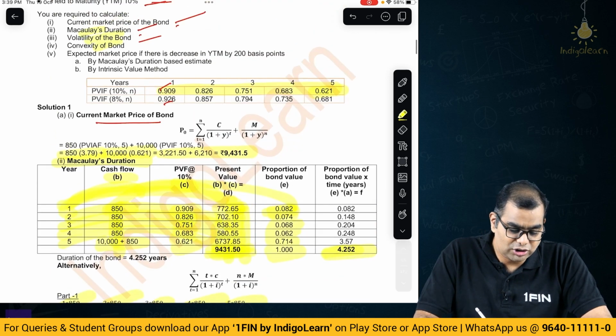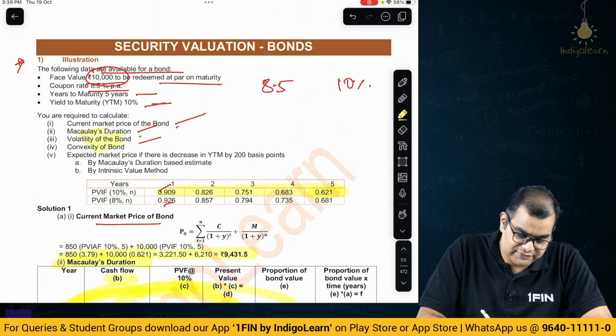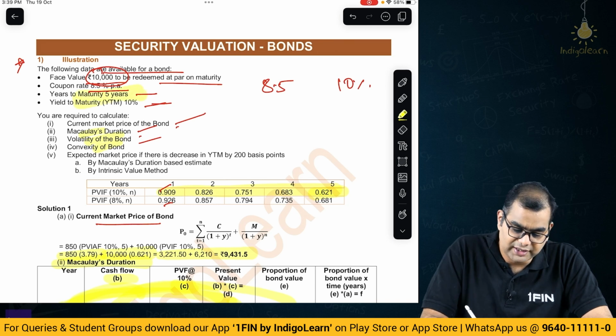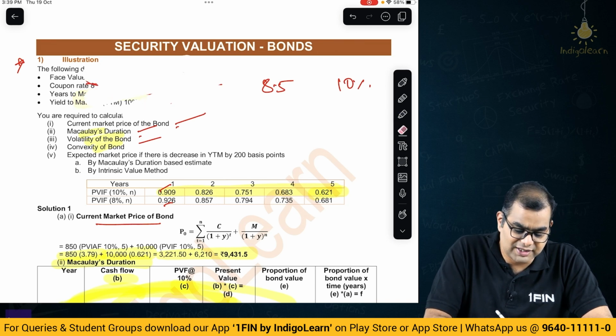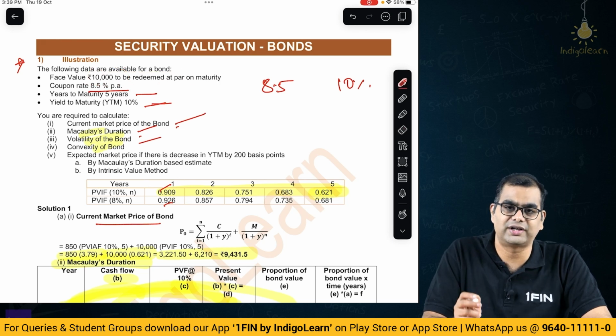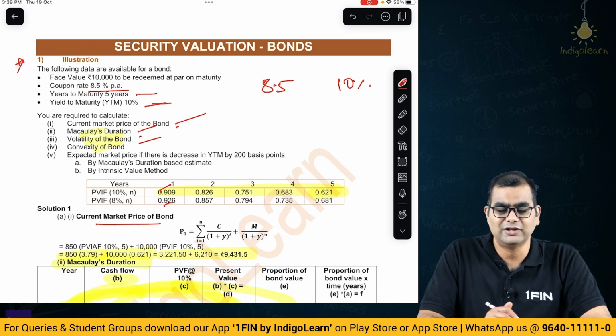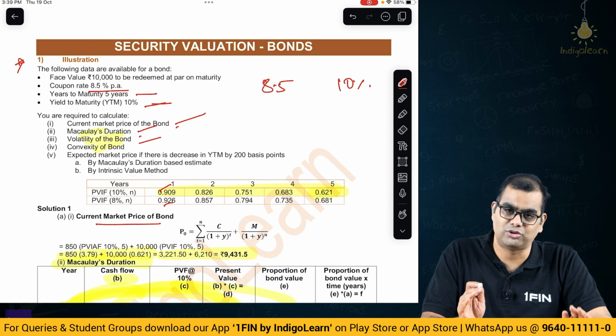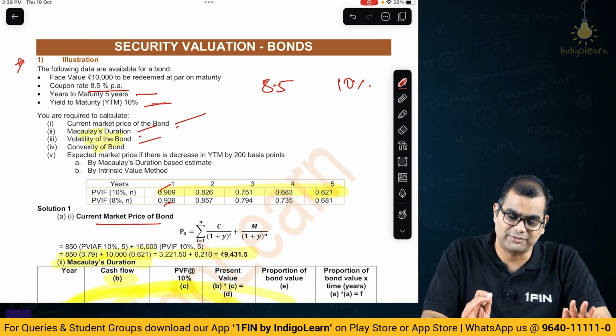So even though the bond's life is 5 years, what is evident from this is that the time it takes for you to recover the cash flows in present value terms is actually only 4.25 years. So this bond has duration lesser than its maturity. Almost all bonds will have duration less than maturity only.